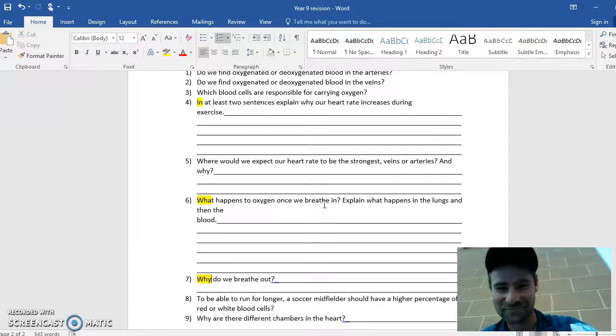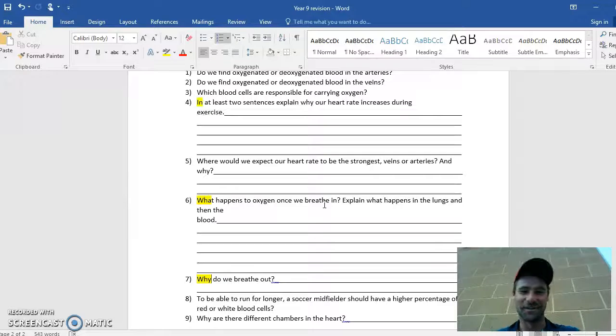And then once it gets to the capillaries, it goes off into the individual molecules which are required. And then it goes back through the veins, but it's deoxygenated then.